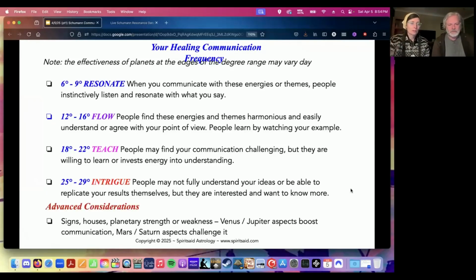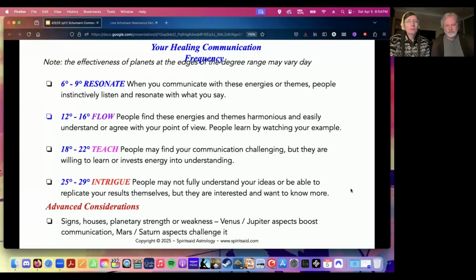And then you can also consider the sign of the planet, the house, the strength or weakness. If there are aspects from Venus or Jupiter that boost the communication, if there are aspects from Mars or Saturn, that makes it harder. Sometimes people may not agree with you, or they may feel sort of defensive, or like in my case, trying to limit what I said.